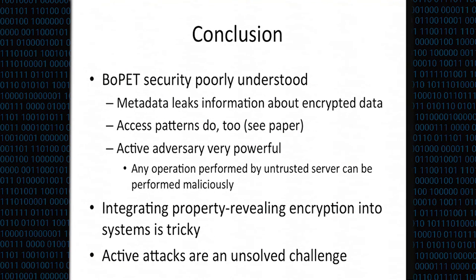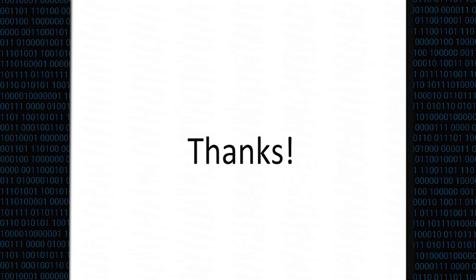So in conclusion, the security of BOPETs is still pretty poorly understood. Fundamental design properties of these systems, like access control metadata, can leak information that's designed to be protected by the encryption scheme. And access patterns do as well. For this, you can refer to the paper; I didn't discuss it in this talk. Active adversaries are very powerful, and especially in BOPETs, it seems like a very difficult and still unsolved challenge to both define and recover some kind of security against active adversaries. And we found that integrating property-revealing encryption into systems is still really tricky and not well understood. So, thank you.